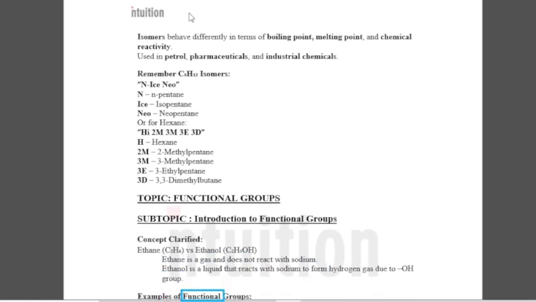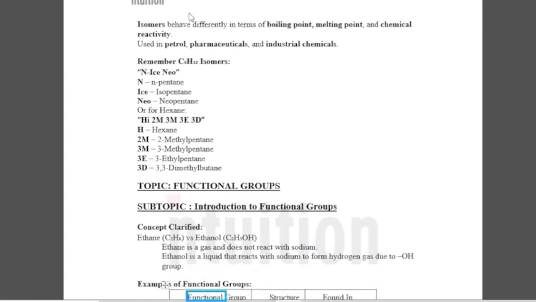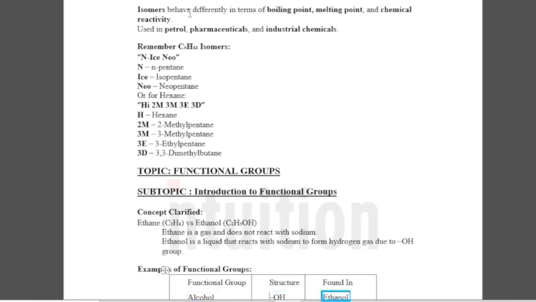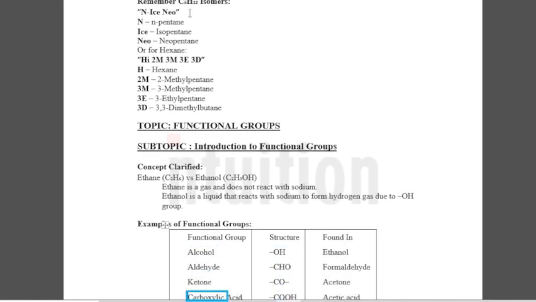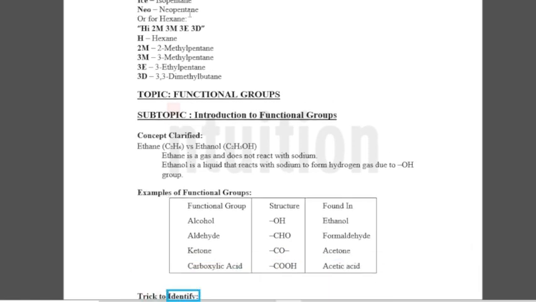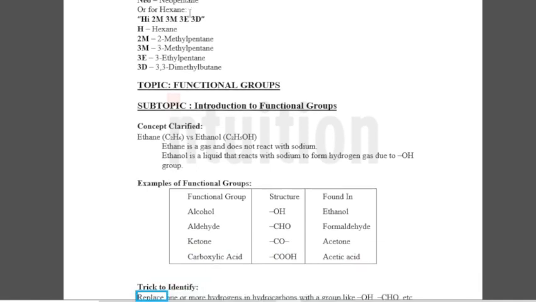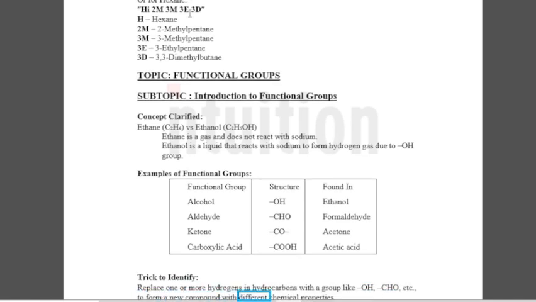Examples of functional groups, in a table: the functional group structure found in alcohol is OH, ethanol; aldehyde, CHO, formaldehyde; ketone, CO, acetone; carboxylic acid, COOH, acetic acid. Trick to identify: replace one or more hydrogens in hydrocarbons with a group like OH, CHO, etc., to form a new compound with different chemical properties.